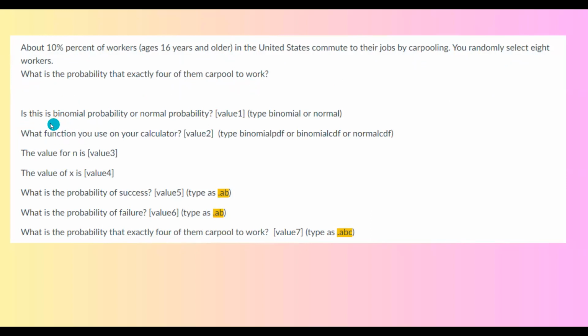First of all, is this a binomial probability or a normal probability? What function do you use on your calculator? Are you going to use binomial PDF, binomial CDF, or normal CDF? Then answer the questions. What's the value for n? What's the value for x? What's the probability of success? What's the probability of failure? And what is the probability that exactly 4 of them carpool to work together?